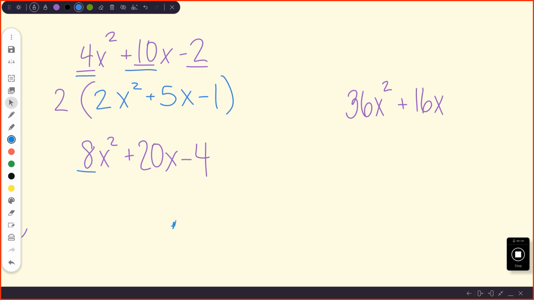What about this one? I'm trying to find a common factor between 8, 20, and negative 4. 4. Can I divide out an x? Can I divide out a variable? No. Why not? Because the negative 4 doesn't have an x. They don't all have one. So 8x squared divided by 4 is? Okay. 20x divided by 4 is? And then negative 4 divided by 4. We good with that one? Okay.